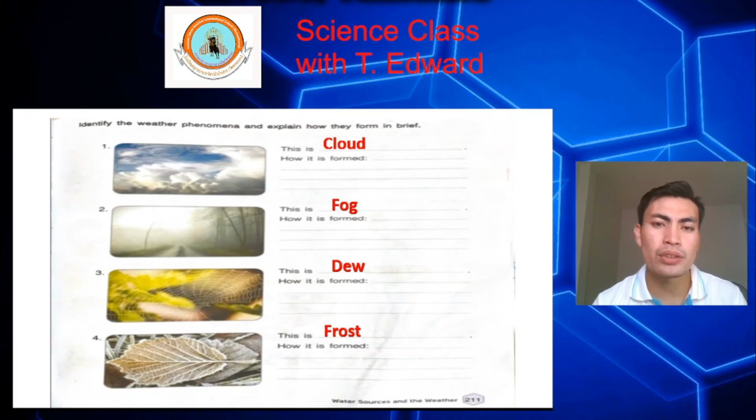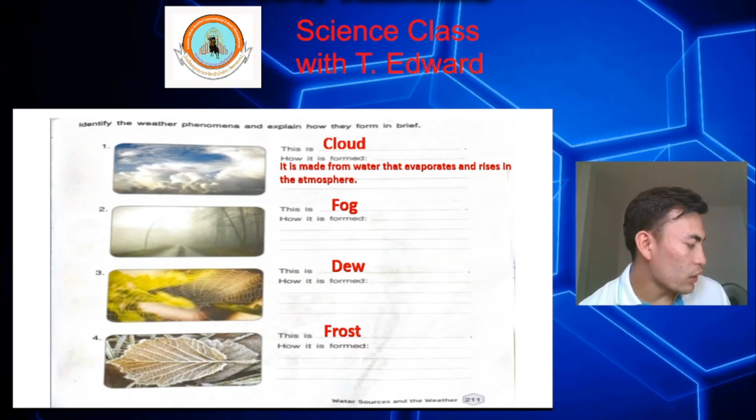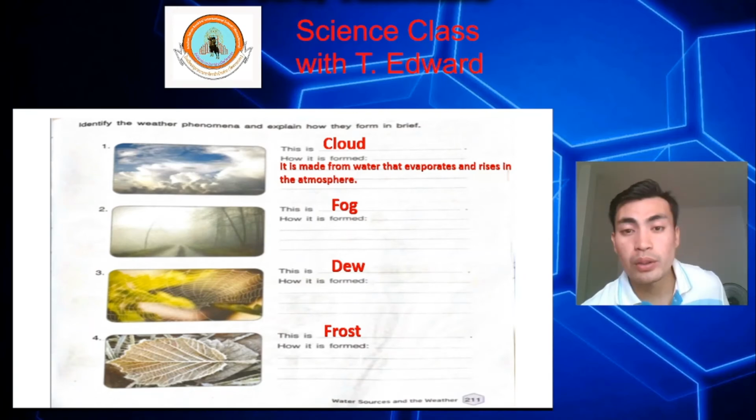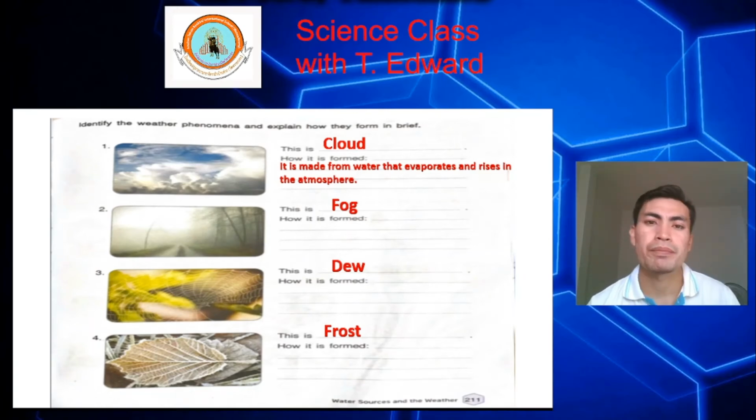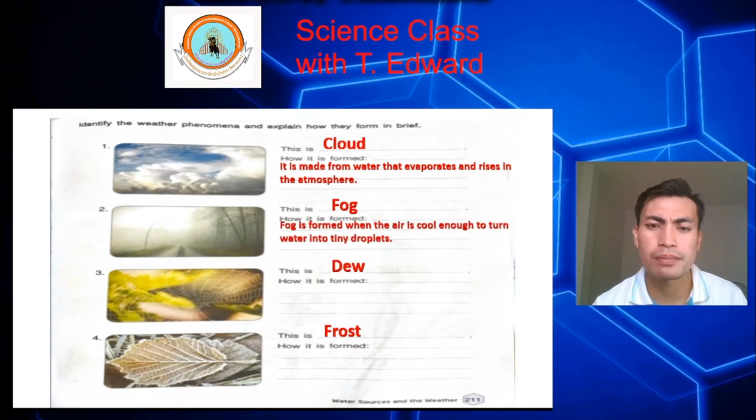Okay, I hope you are done answering now. The cloud is formed from the water that evaporates and rises in the atmosphere. You can open your book on page 205, and you can see it there. You can find that sentence, and if you're not done highlighting it, please highlight. Okay, fog. How is fog formed? Fog is formed when the air is cool enough to turn the water into tiny droplets.